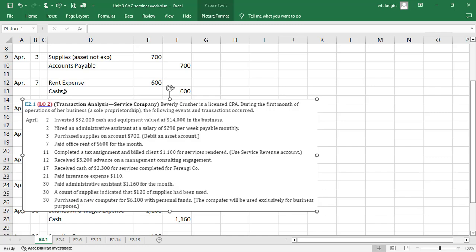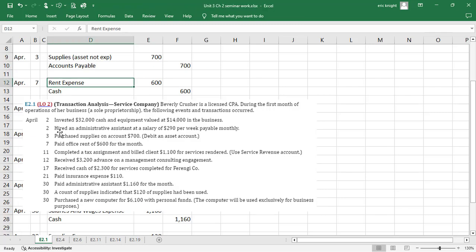All right, now we have April 7th. We paid the office rent of $600. So that's an expense because it's for that current period. So we have $600 as our debit, and we have $600 as our credit because we use cash to pay it. So this increases the expense and decreases the cash. You increase expenses with a debit and you decrease assets with a credit.